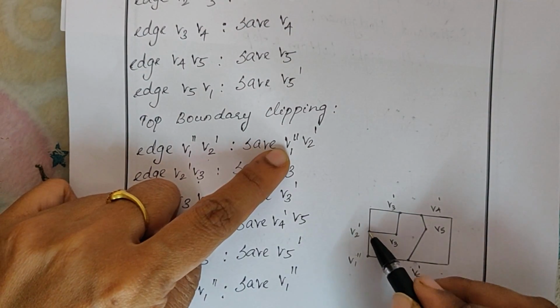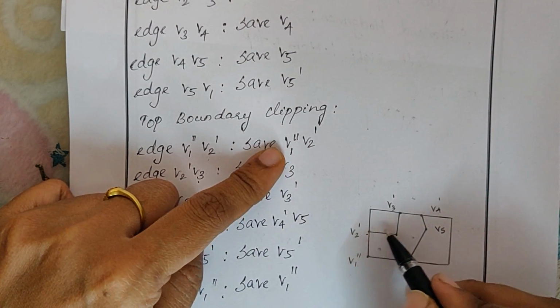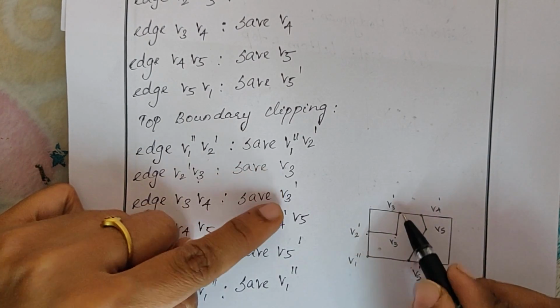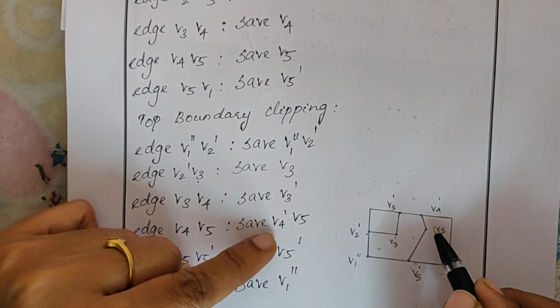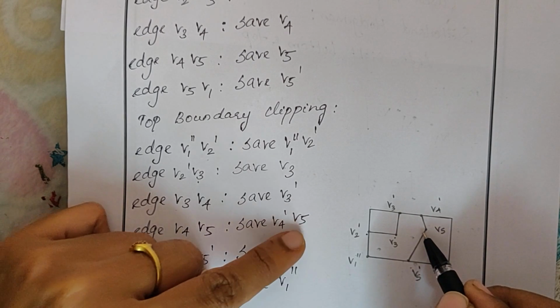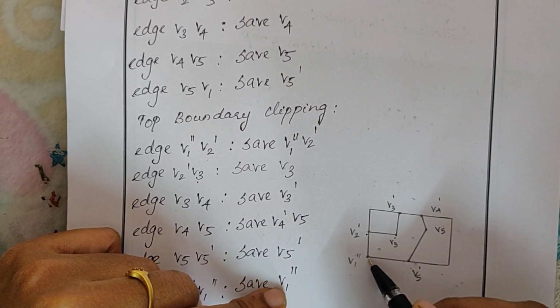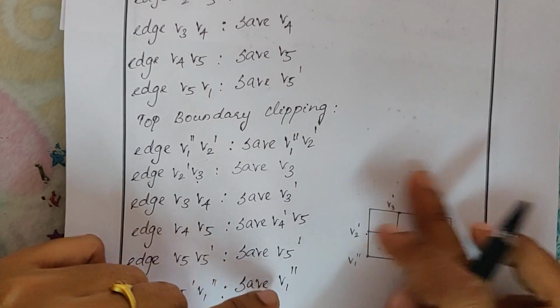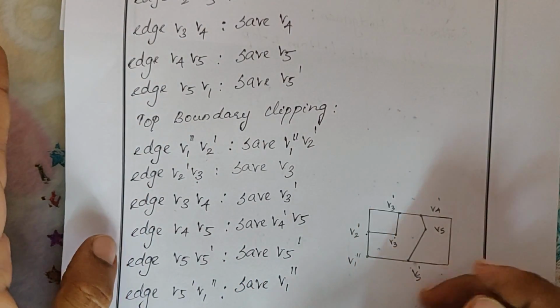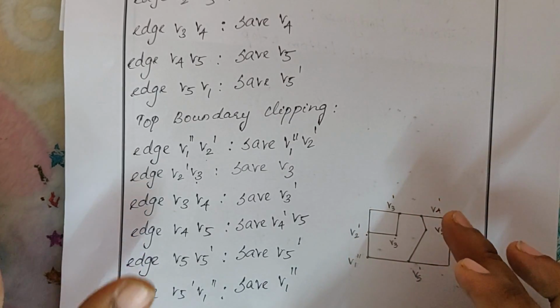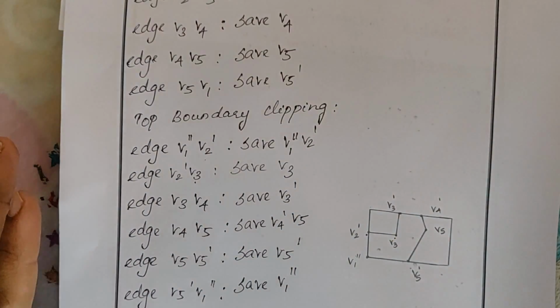Now keeping these vertices, I have to draw my output: V1 double dash, V2 dash, V3 dash. Next is V4 dash, V5. Next is V5 dash and V1 double dash. Now this is my clipped polygon. Thank you.